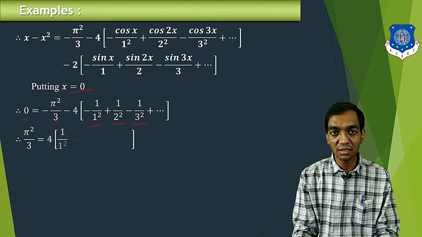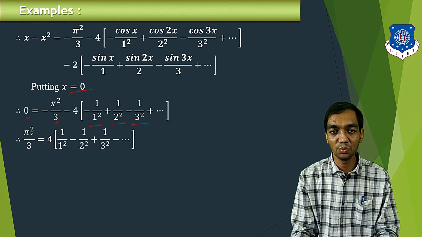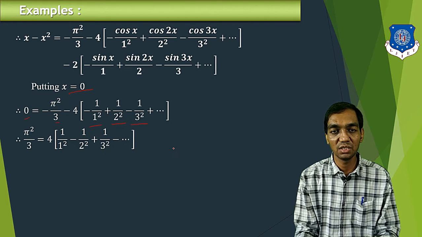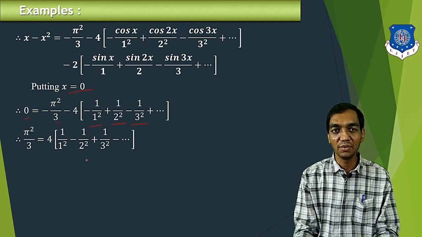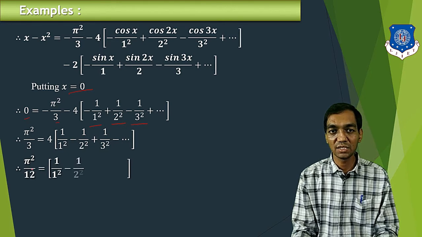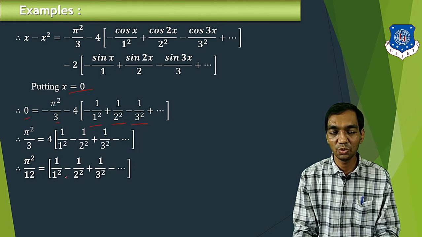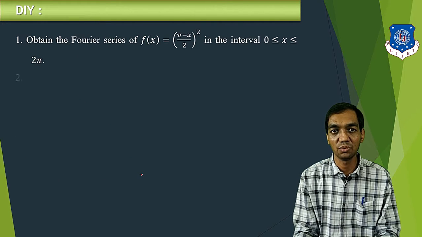Now this pi square by 3 goes to the opposite side, that will give pi square by 3 is equal to, here minus common out, so you will have 4 into the bracket 1 upon 1 square minus 1 upon 2 square plus 1 upon 3 square and so on. Divide it by 4 and that will give you pi square by 12 is equal to 1 upon 1 square minus 1 upon 2 square plus 1 upon 3 square and so on.